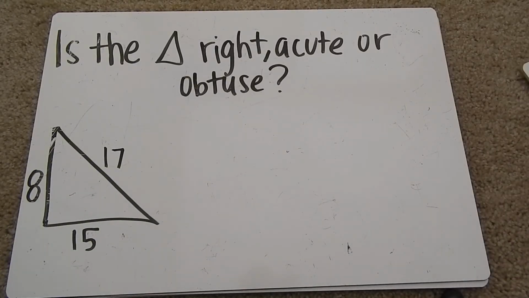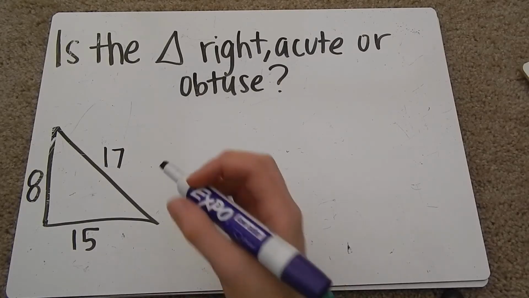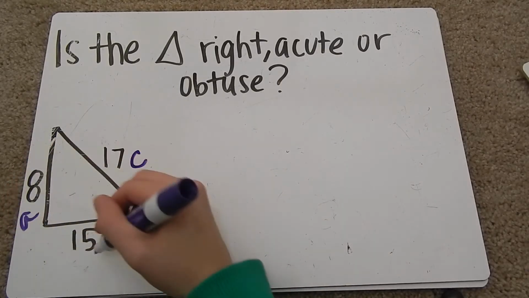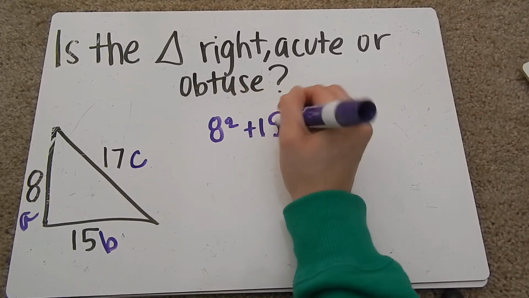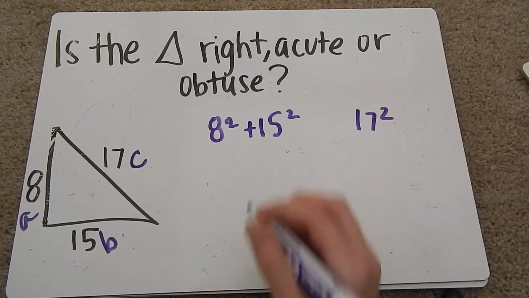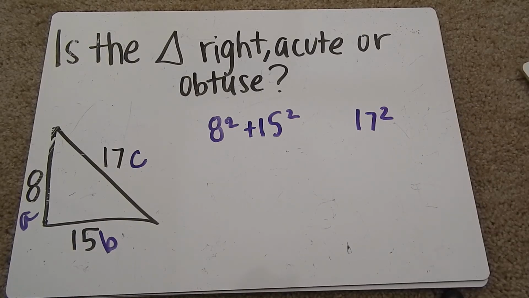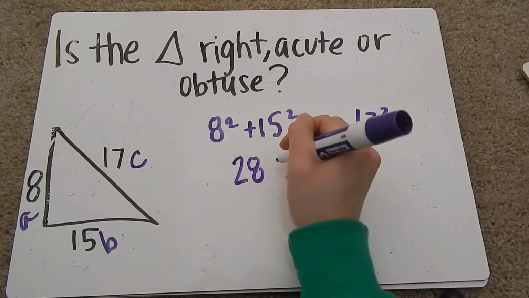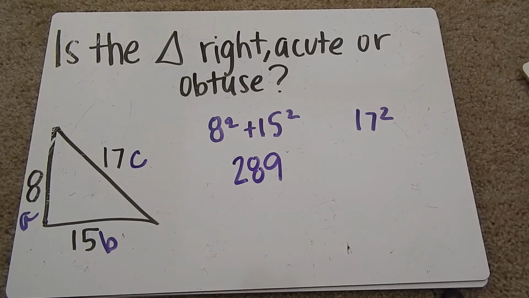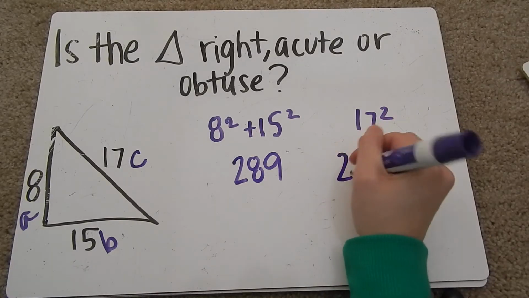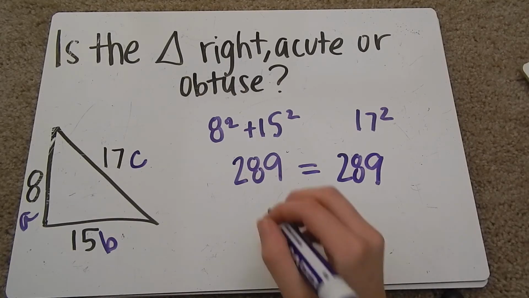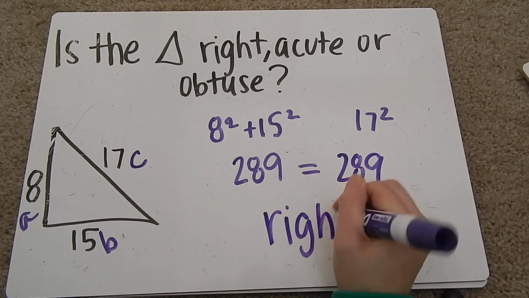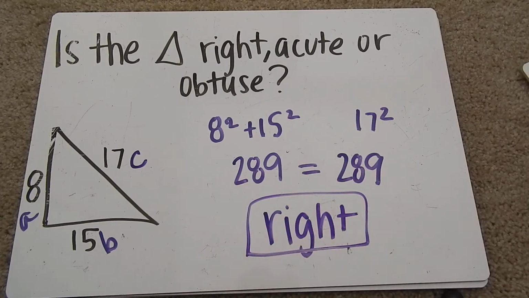We're going to do the same thing here. It asks the same question. Our C is going to be our longest side. A and B don't matter after that. So we have 8 squared plus 15 squared. Over here we have our 17 squared. We will square these, add them together. So this turns out to be 289. 17 squared is also 289. These are equal. When these are equal, we have a right triangle. So this one ends up being a right triangle.